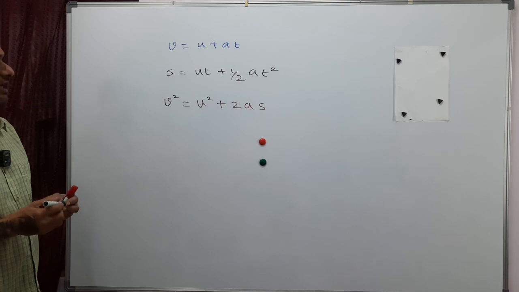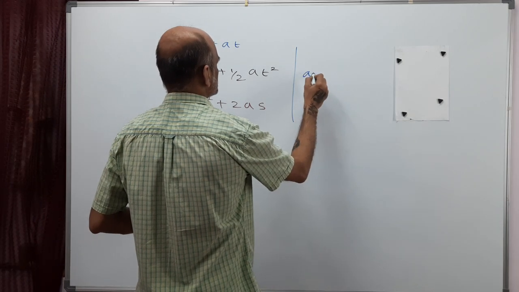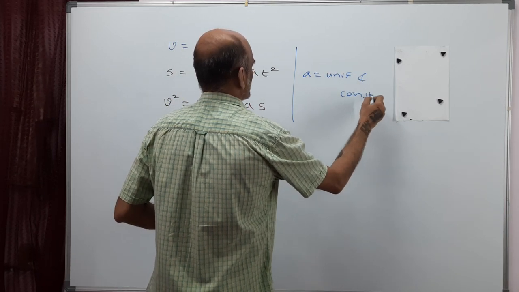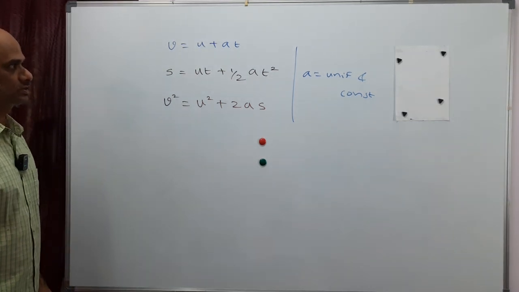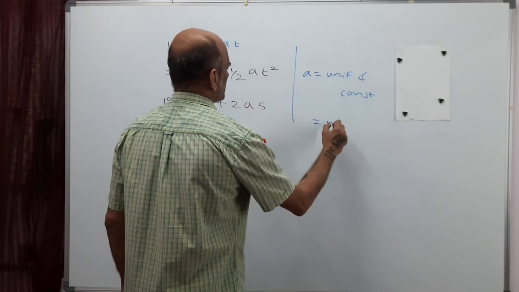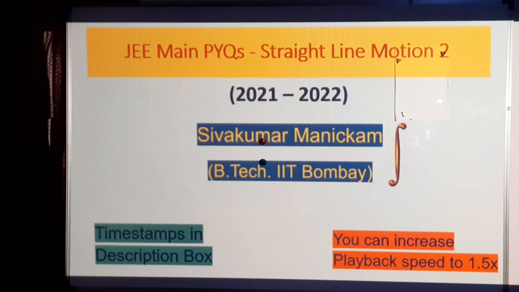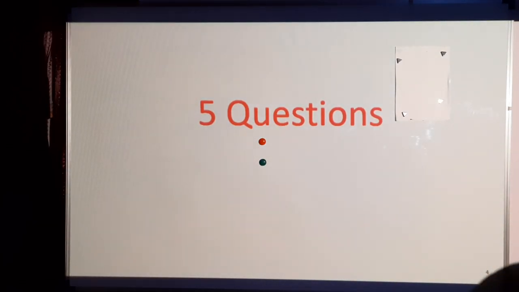These three equations of motion are valid in the situation where acceleration is uniform and constant. Uniform means the acceleration is not changing from point to point in space, and constant means the acceleration is not changing with time. That means the acceleration will be a real number. I will discuss JEE Main PYQs that have appeared in the years 2021 and 2022. I will discuss some 5 questions.